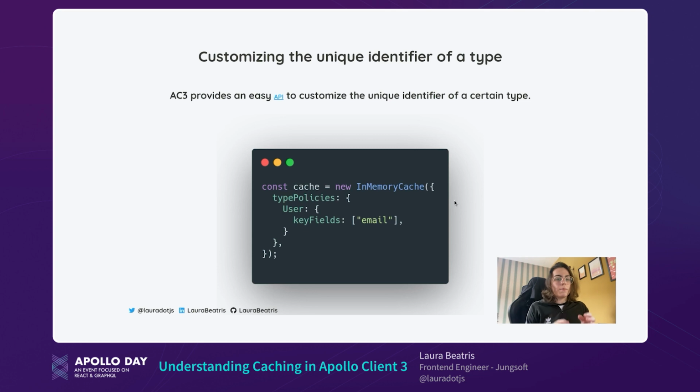By setting a type policy for a certain type, here we are showing an example of the user type, and setting the keyFields property, we are able to change the fields that are used in order to assign the unique identifier for those normalized items. And here, specifically in this example, I'm saying that the user has a unique field called email, and that will be used plus the type name in order to assign and calculate the unique identifier.